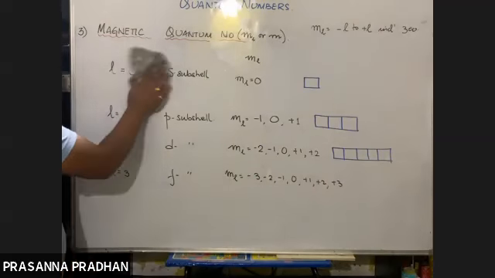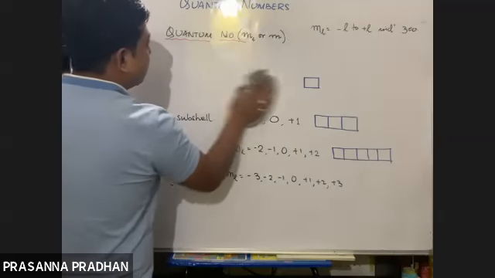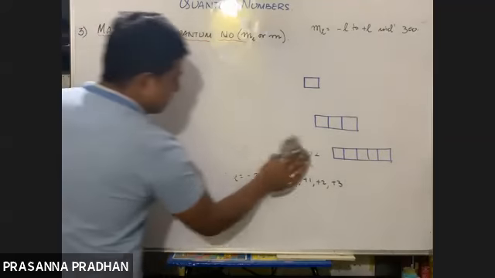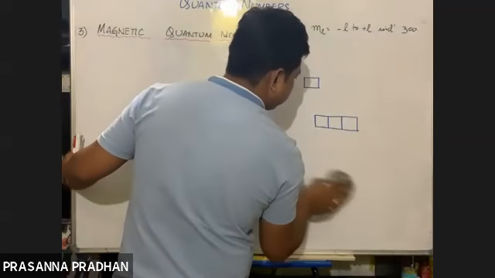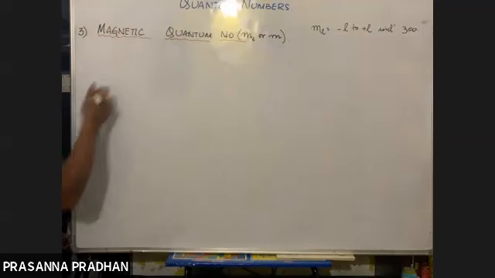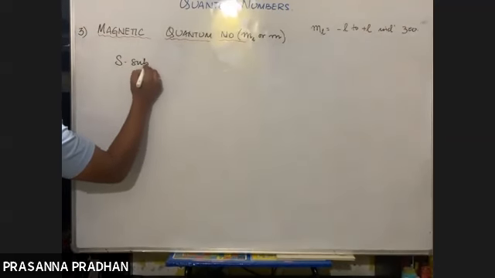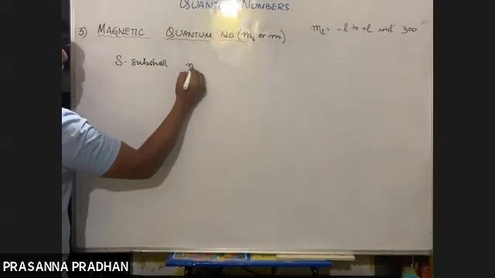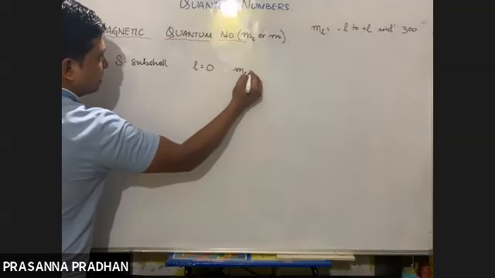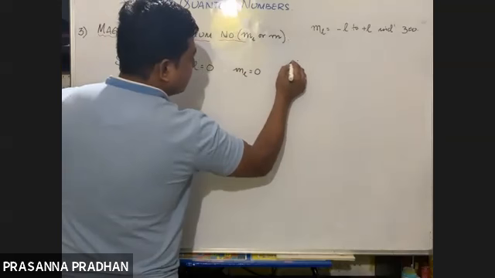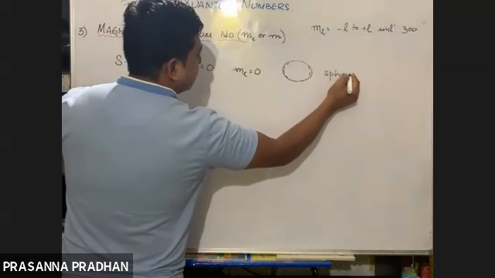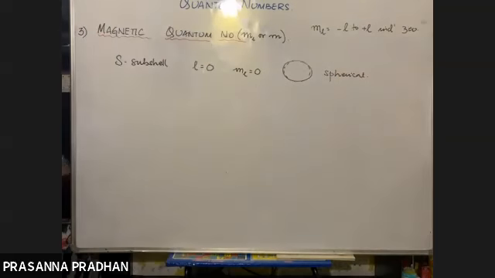Now let us see what the orbitals are. What are the orbitals in the P subshell? What are the orbitals of the D subshell? What are the orbitals of the F subshell? Okay. So yes, the S subshell was no issue. The L value is 0, so the ML value is also 0. It can be oriented in only one way. That means it has a spherical shape, like this.